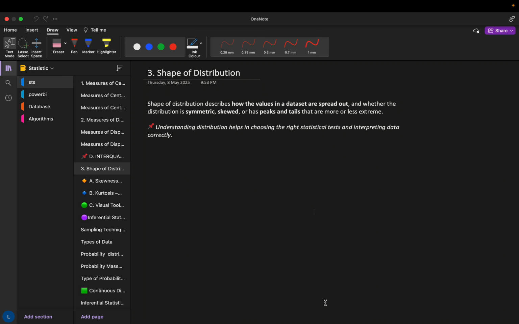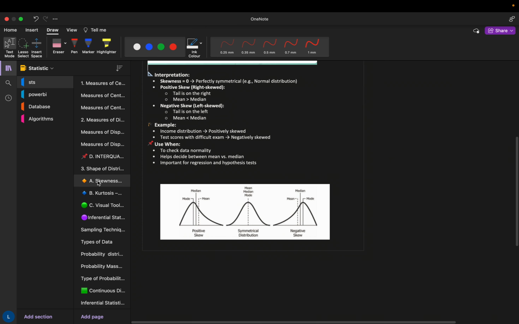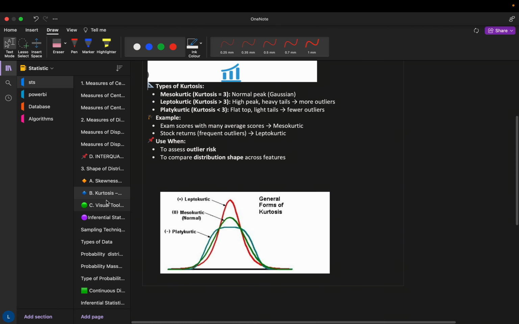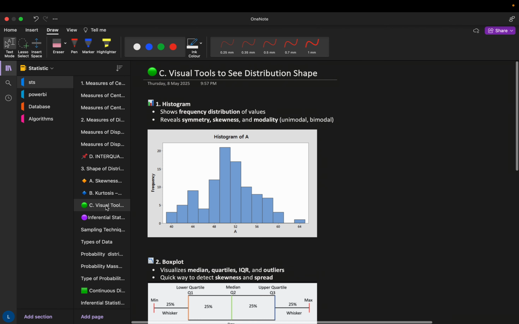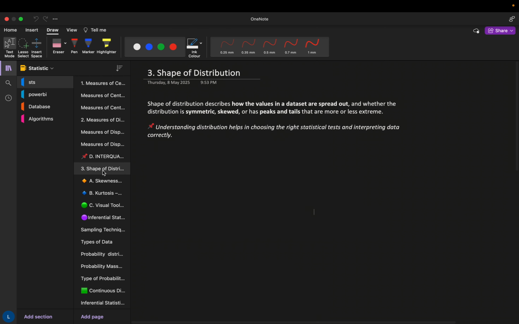I am back with a new topic in statistics, that is the shape of a distribution. Today we are going to study the shape of a distribution, what is skewness, what is kurtosis, and the visualization tools that we can normally use to see the shape of a distribution. Starting with the shape of a distribution.